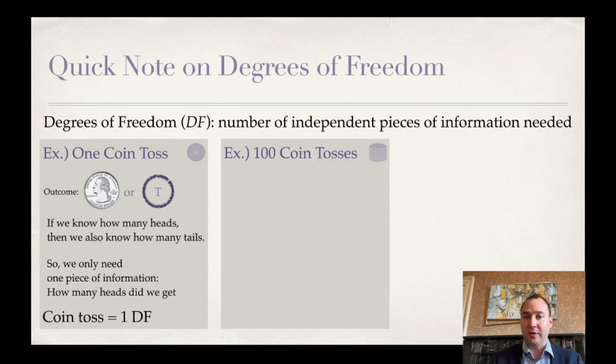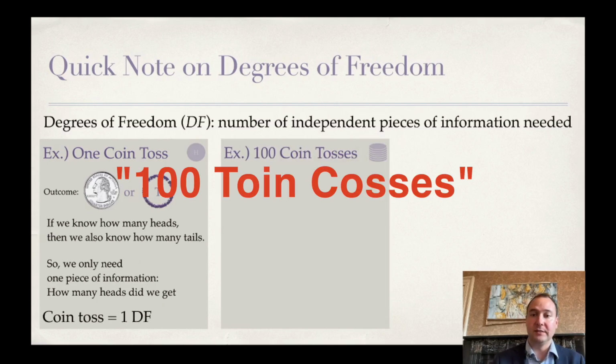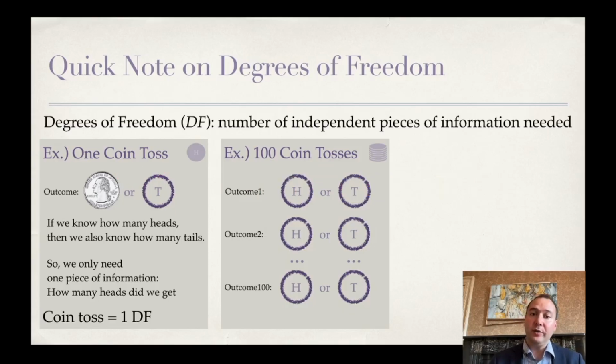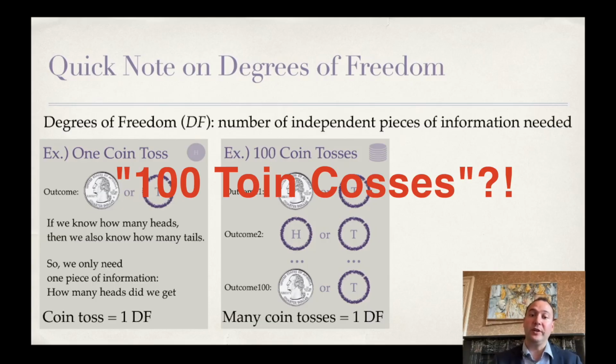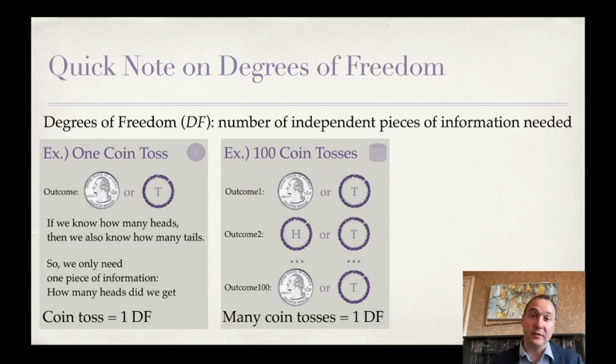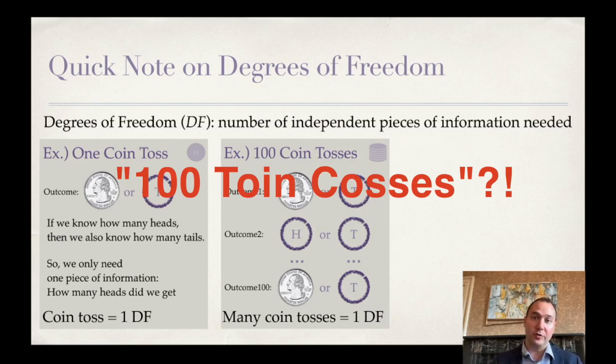Let's take a similar case of 100 coin tosses. If I know the outcome of the number of heads or the total number of tails, how much information do I need? Again, if I know how many heads occurred in those 100 coin tosses, I already know how many tails there are because I can just subtract the number of heads from 100, the total. That would give me the number of tails. In other words, I only need one piece of information here. I only need to know how many heads there were in 100 coin tosses.